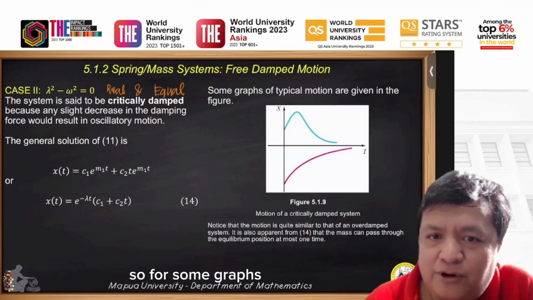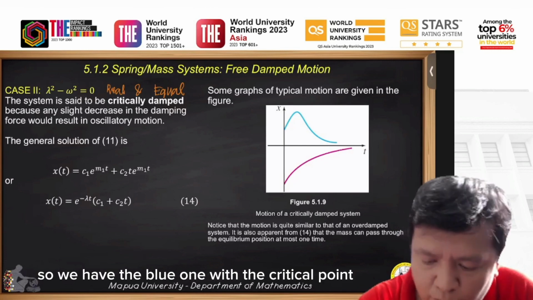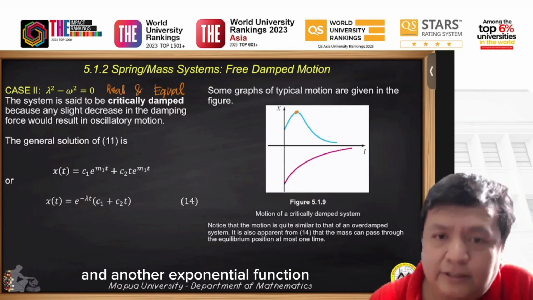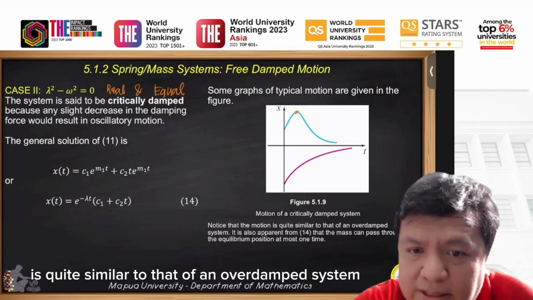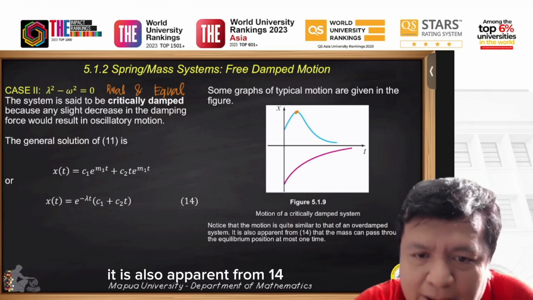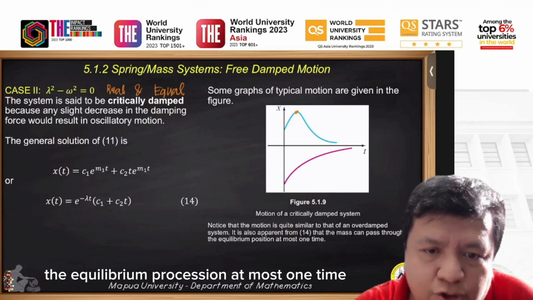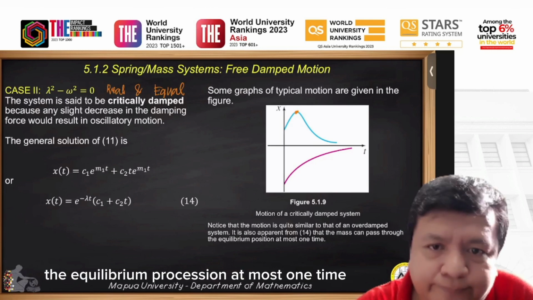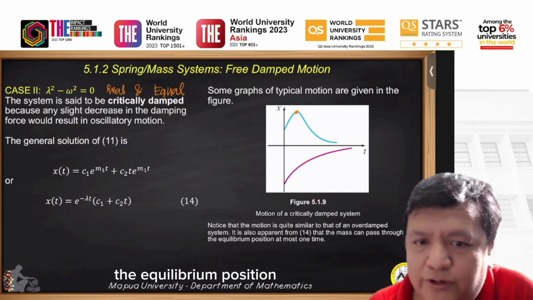Some graphs are given in the figure. We have the blue one with the critical point and another exponential function. Notice that the motion is quite similar to that of an overdamped system. It is also apparent that the mass can pass through the equilibrium position at most one time. So it is possible to pass through the equilibrium position.